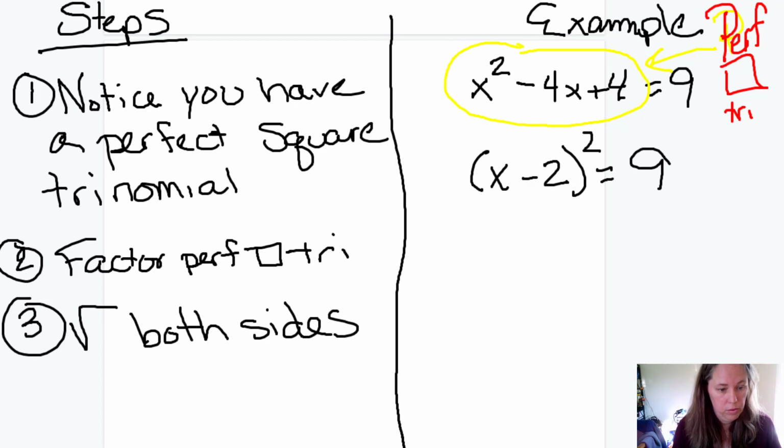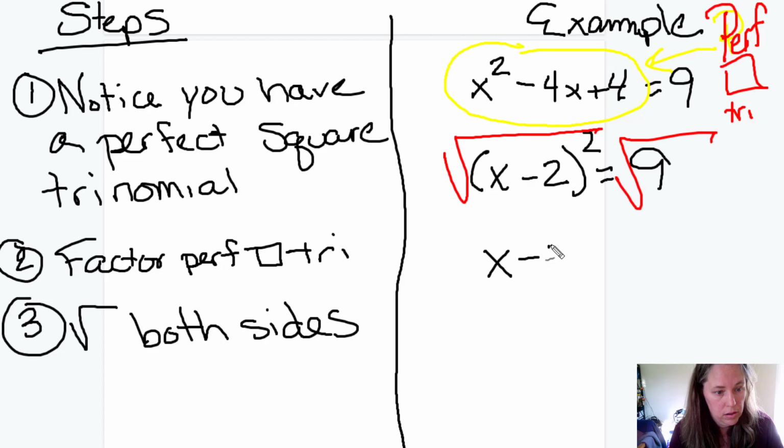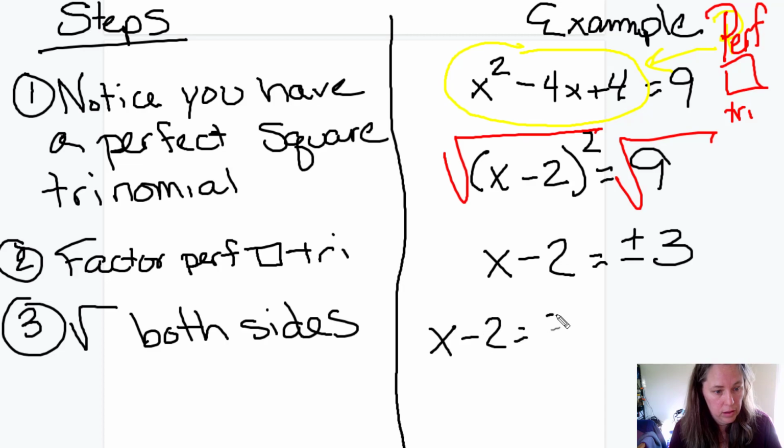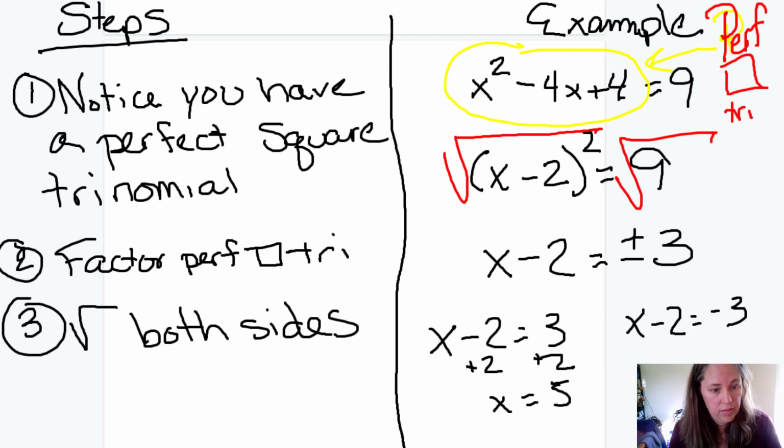So we square root both sides. We get x minus 2 equals plus or minus 3. So we get x minus 2 equals 3, x minus 2 equals negative 3. Add 2 to both sides. We get x equals 5 and x equals negative 1.